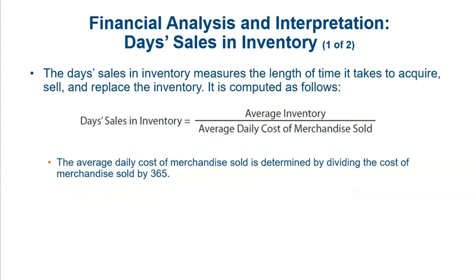All right, and then we can also look at this as days sales in inventory. This is measuring the same thing, but it's going to tell you about how many days it took you to sell your inventory. So use the average inventory, so that same number that was your denominator is now your numerator, divided by the average daily cost of merchandise sold. To get this number, all you do is take your cost of merchandise sold divided by 365, and that tells you on average how much your cost of merchandise sold was per day.